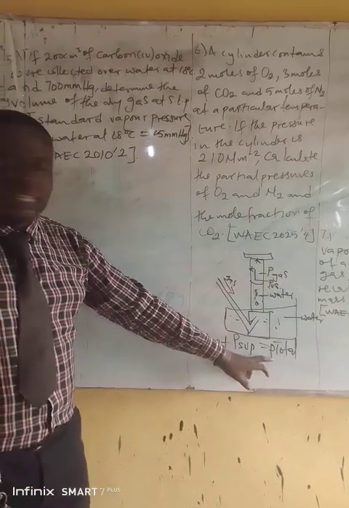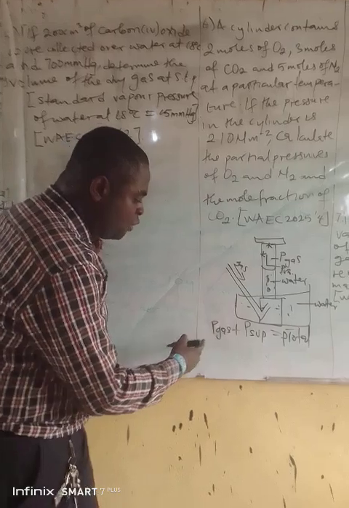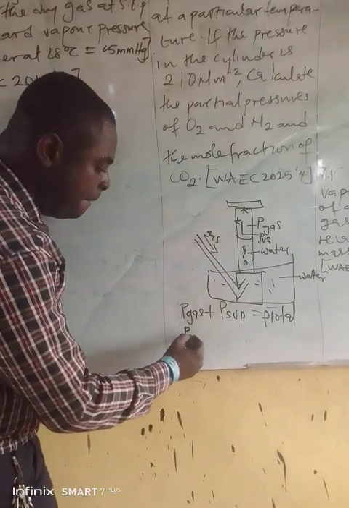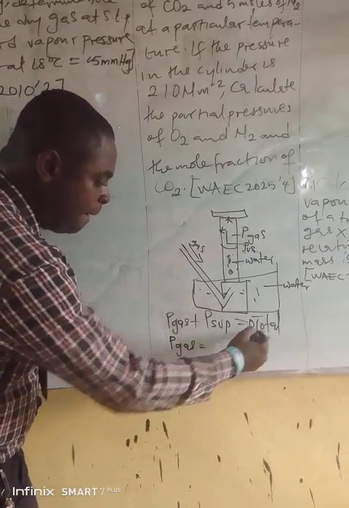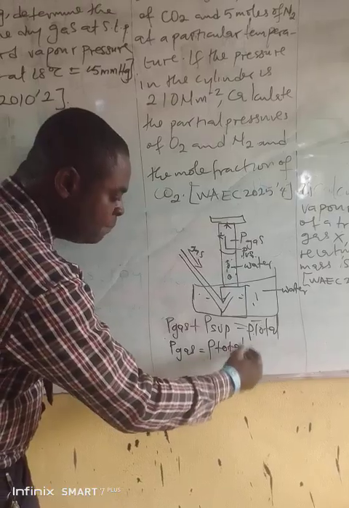Then how do we now get the P gas? We want to make P gas the subject. Now what do we do? P gas will now become what? P total minus what? PSVP.